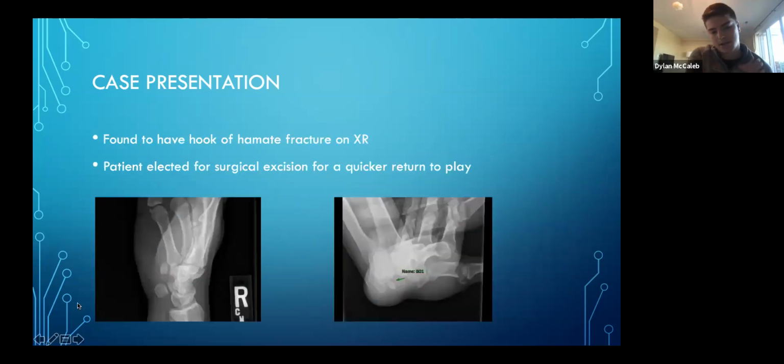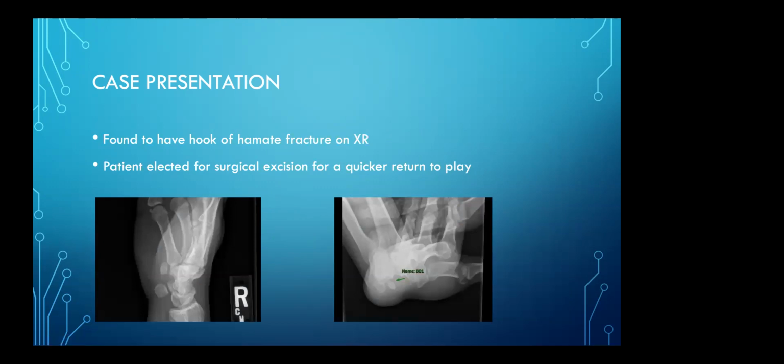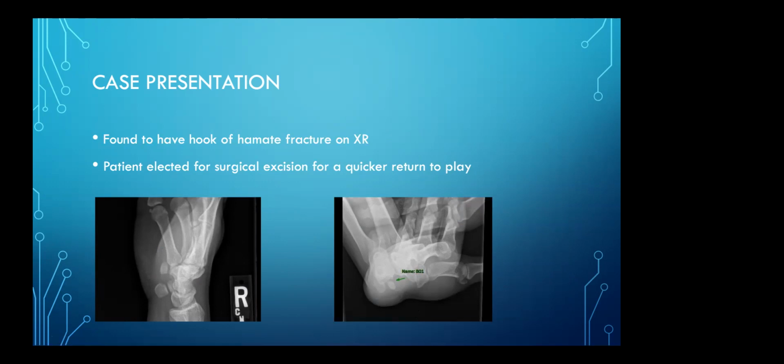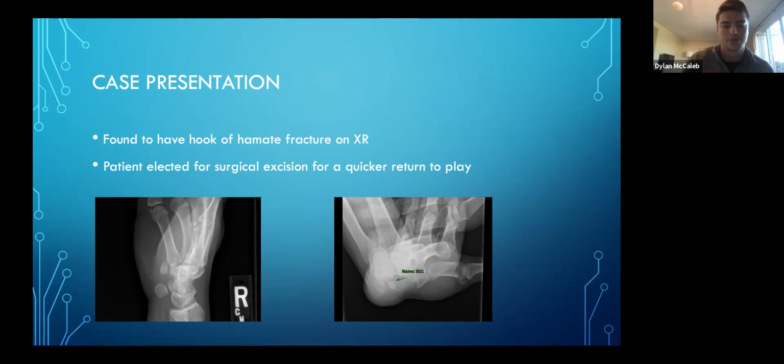Here's some of his imaging that we got from clinic. As you can see, that's on the carpal tunnel view, a hook of hamate fracture here. And in order to get back to competitive sports earlier, he elected for a surgical excision of the fracture.